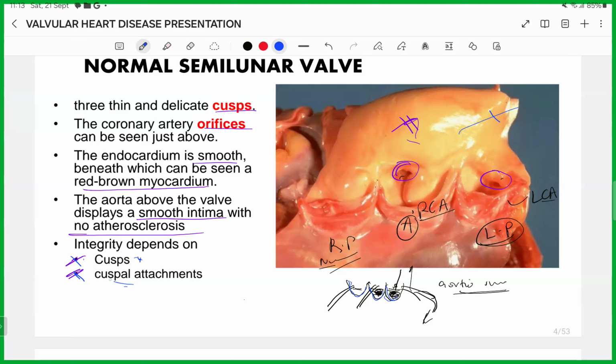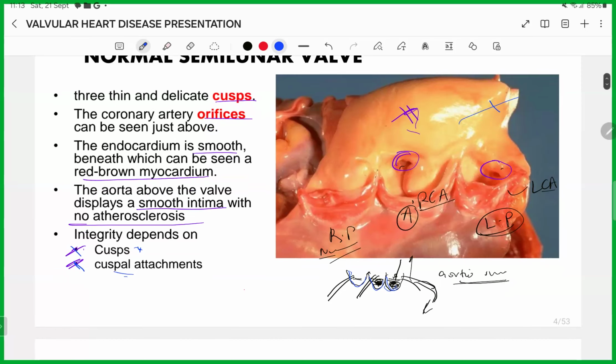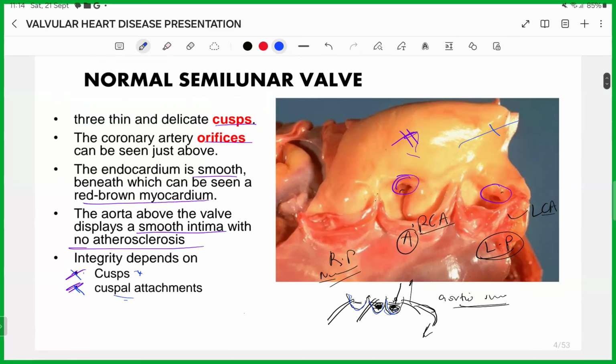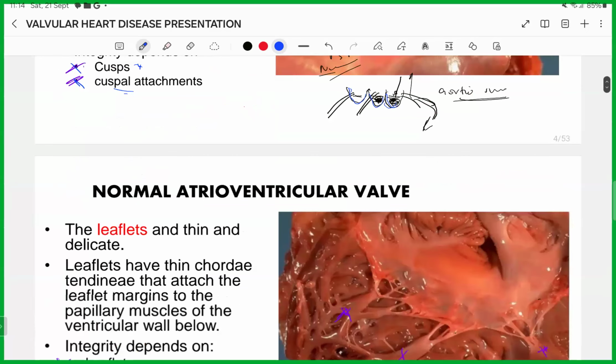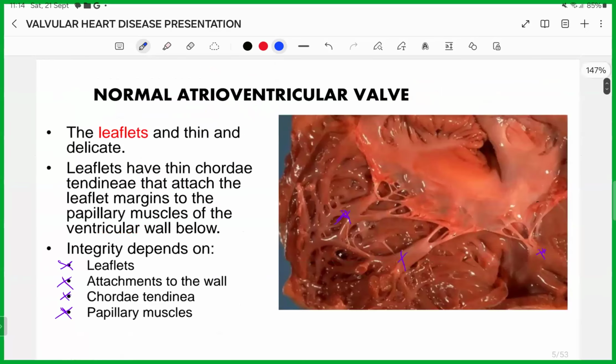affect the cusps themselves. So think of hinges, like the hinges of a gate, those hinges that attach the gate to whatever the frame. So if those are affected, you'll also have a compromised integrity of that valve. So we look at what the normal atrioventricular valve looks like.